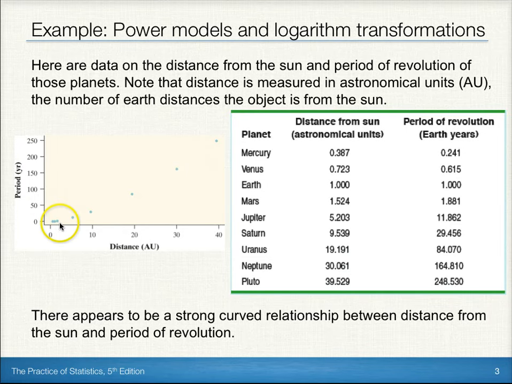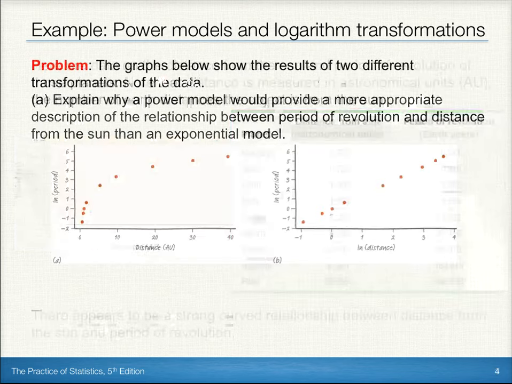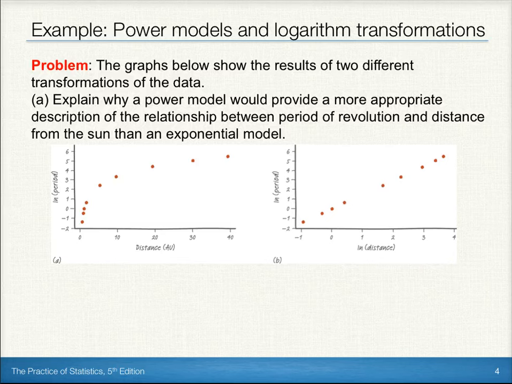Now also note there appears to be a strong curved relationship between distance from the Sun and period of revolution. So as distance increases, the period of the revolution increases as well. The graphs below show the results of 2 different transformations of the data. We want to use these to explain why a power model would provide a more appropriate description of the relationship between period of revolution and distance from the Sun than an exponential model.